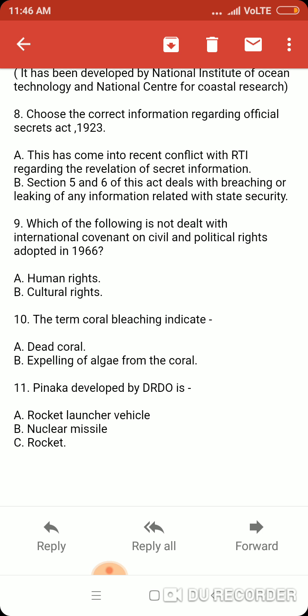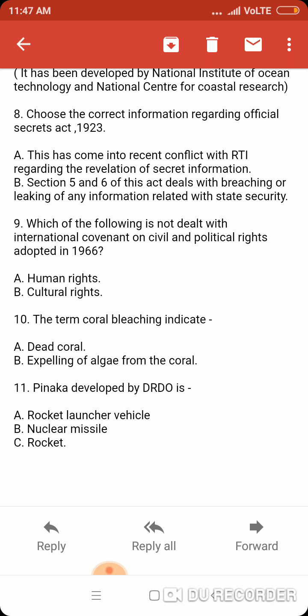This has come into recent conflict with RTI regarding the revelation of secret information, correct? Because the Official Secrets Act prohibits the revelation of some information, terming it secret, and any public servant can hush up this information with reference to the Official Secrets Act. That's why when an RTI is filed seeking any information, any public servant can reject that appeal with reference to the Official Secrets Act. Option B, Section 5 and Section 6 of this Act deal with breaching or leaking of any information related to state security.